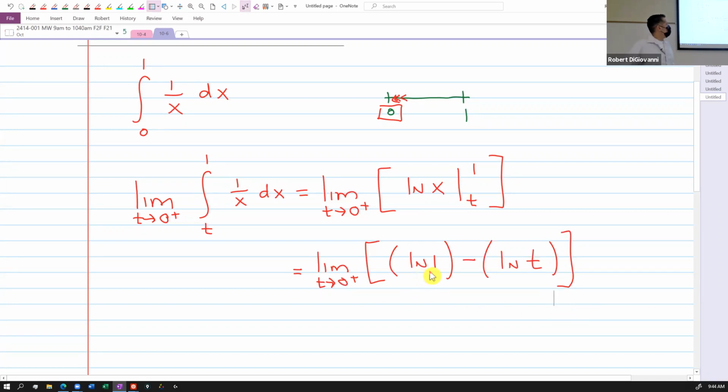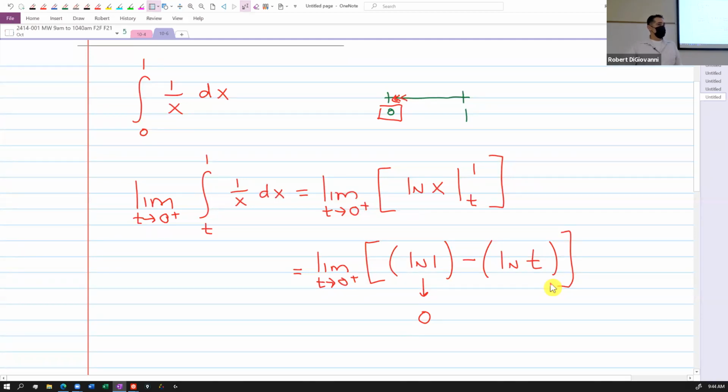What is the natural log of 1? 0. Natural log of 1 should be 0. So that's just 0. And now you want to know what the natural log of t is as t heads to 0 from the right.